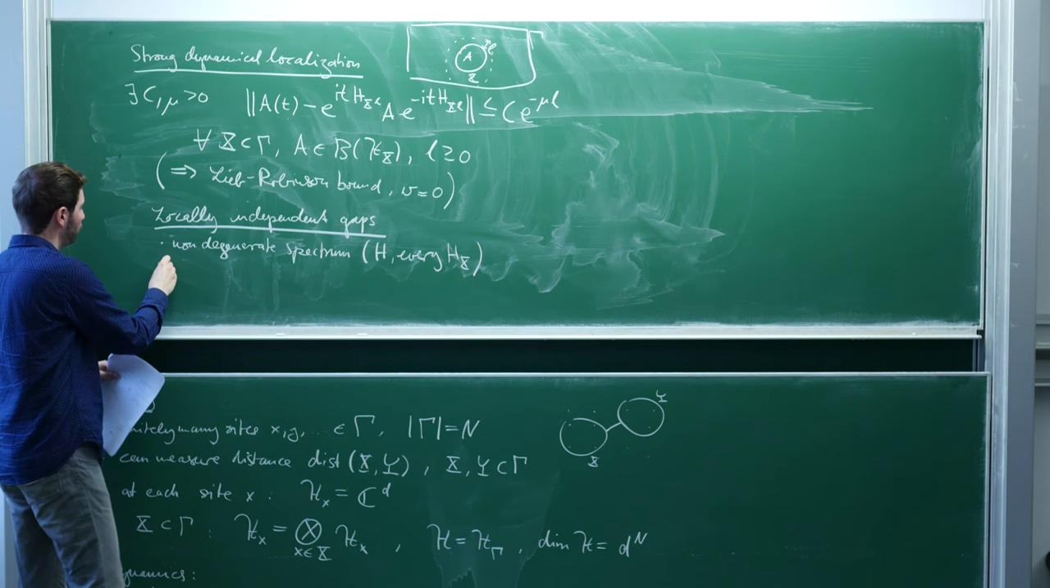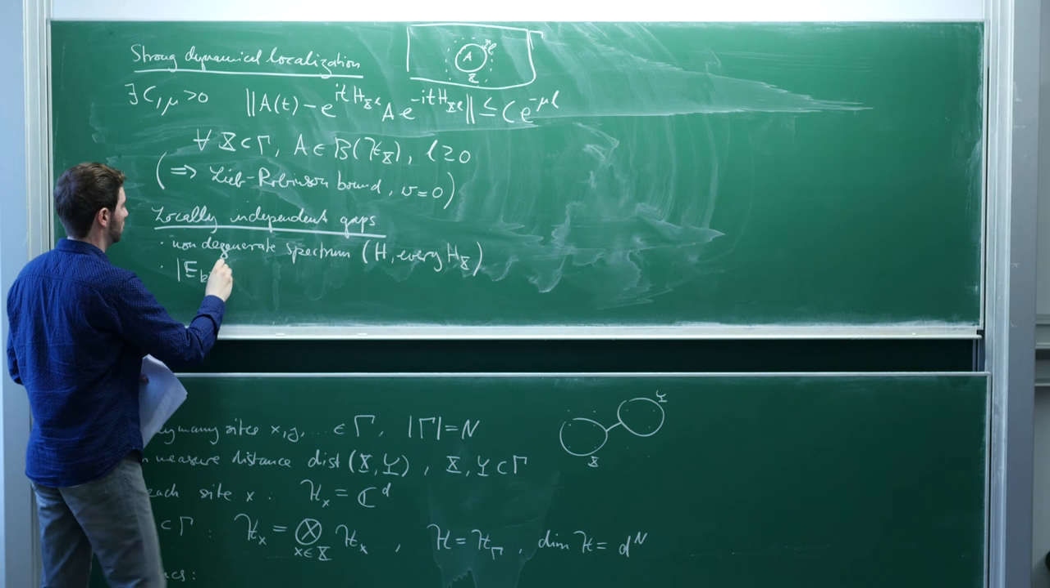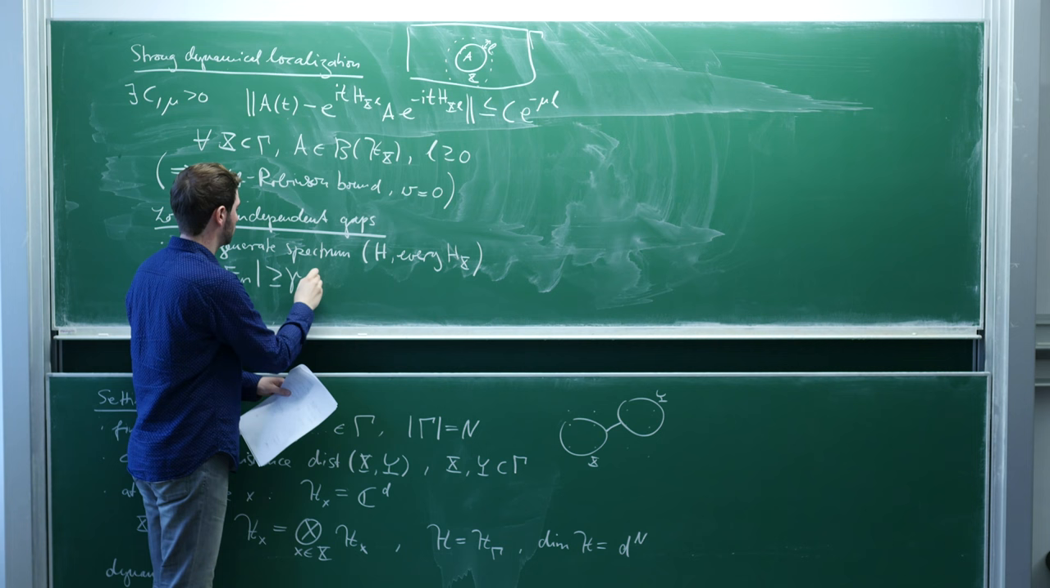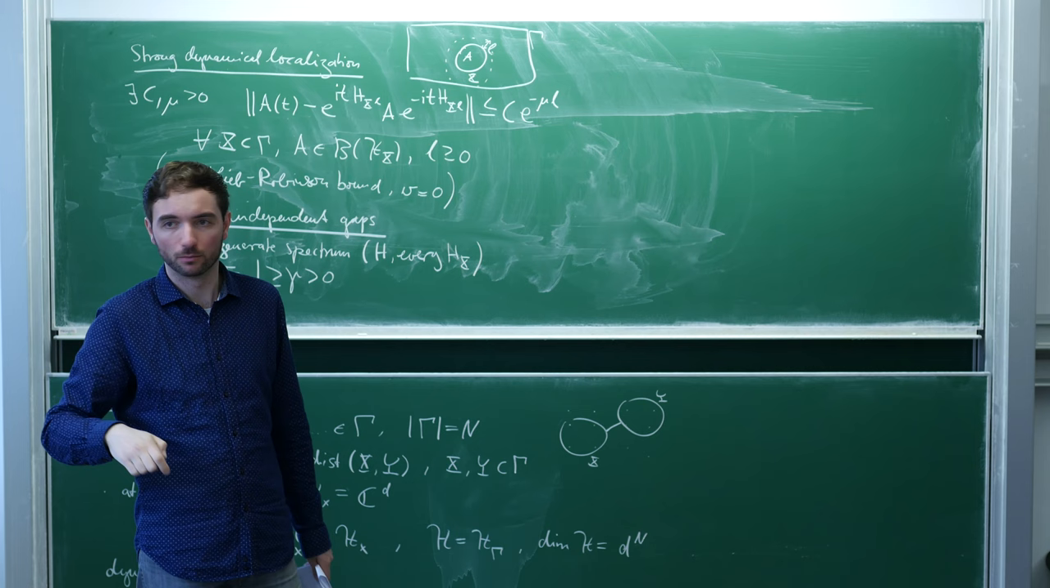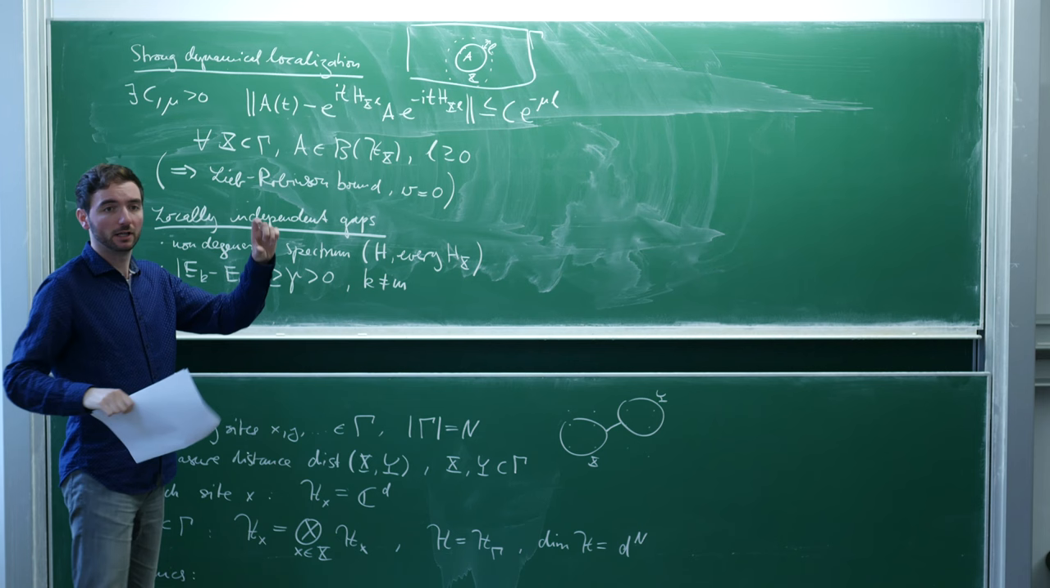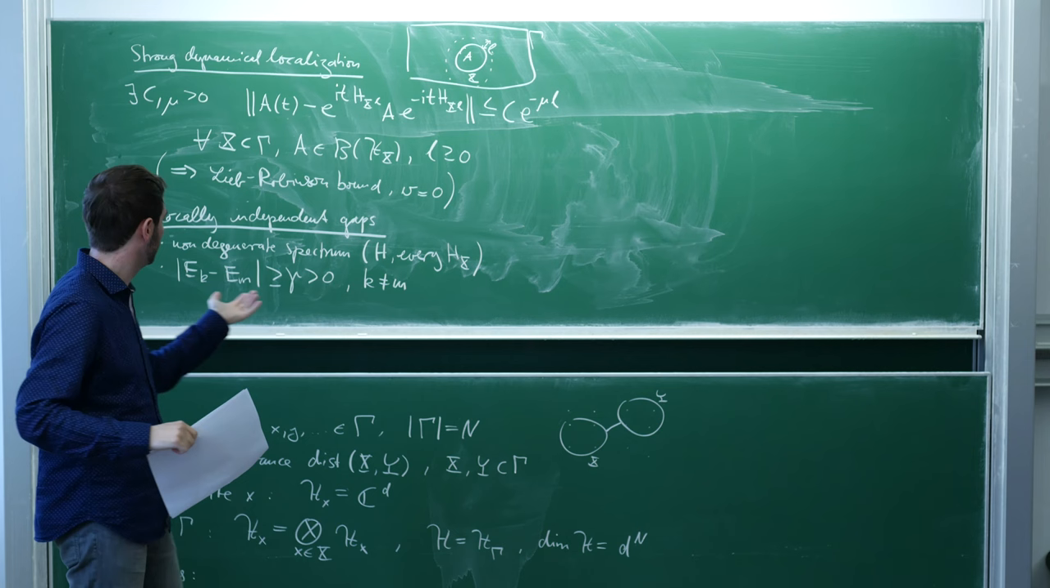Furthermore, we will have a constant gamma, which is a uniform gap across the spectrum. So if we take any two different eigenvalues in the spectrum, then the minimum distance between any two different eigenvalues will be gamma, the uniform gap across the spectrum.